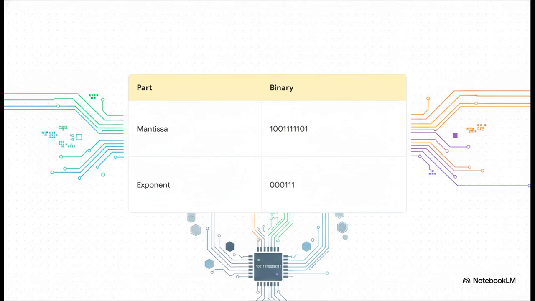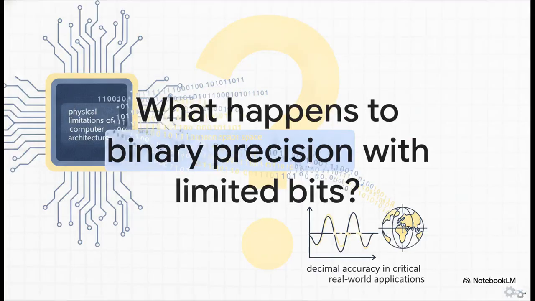As we master these step-by-step conversions, it kind of opens up a broader, really practical question. What actually happens to binary precision if a number requires way more bits than the system allows? I mean, we got pretty lucky here, right? But consider the physical limitations of computer architecture. How might missing bits, just due to a lack of memory space, impact decimal accuracy in critical, real-world applications?